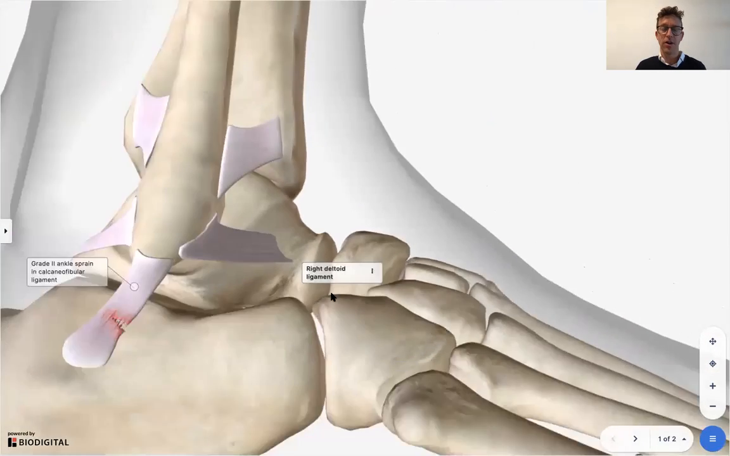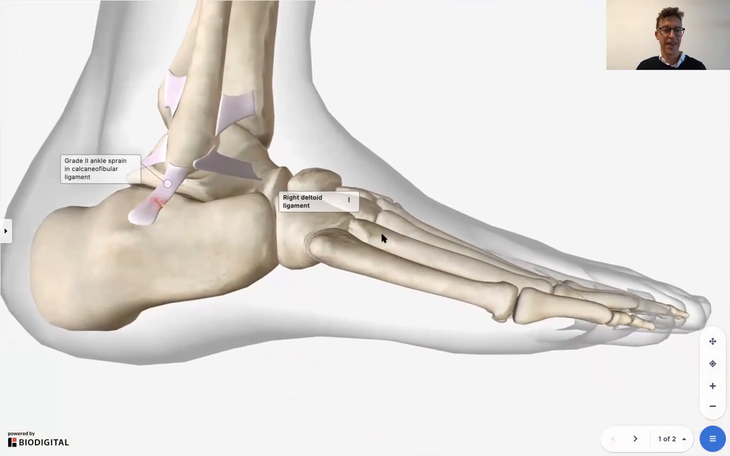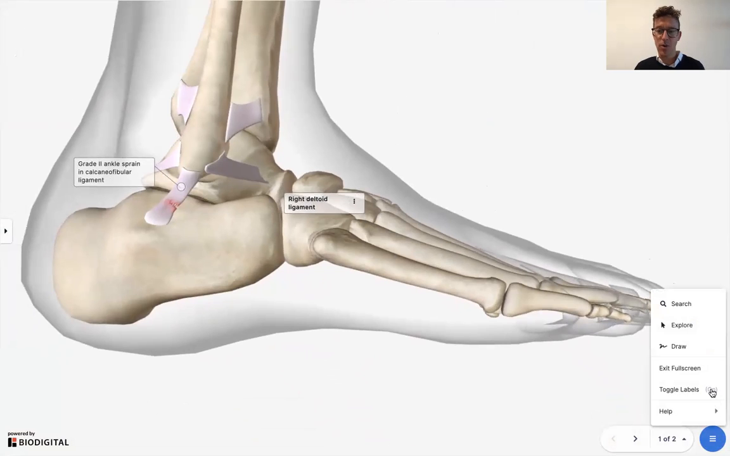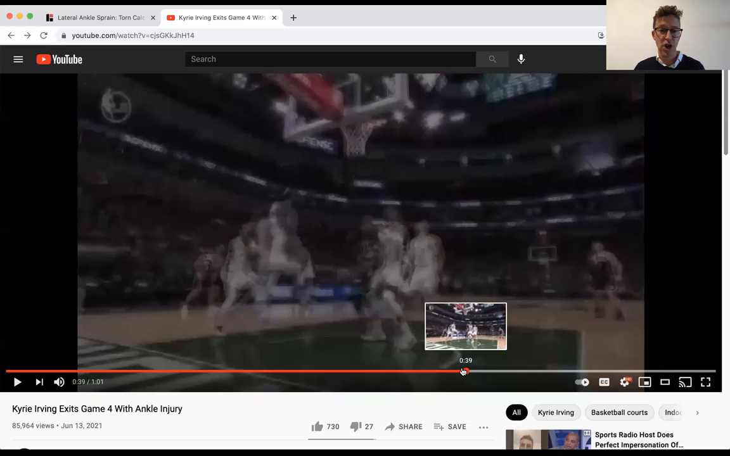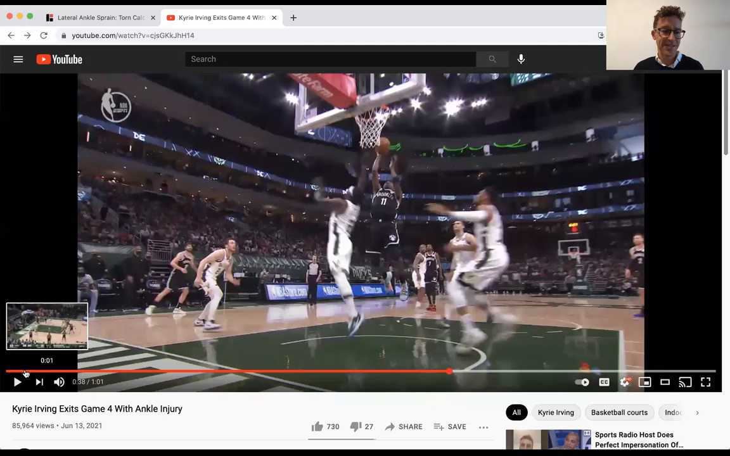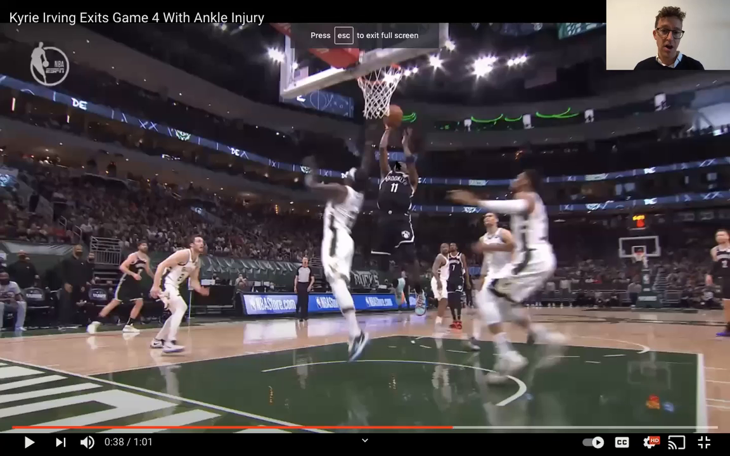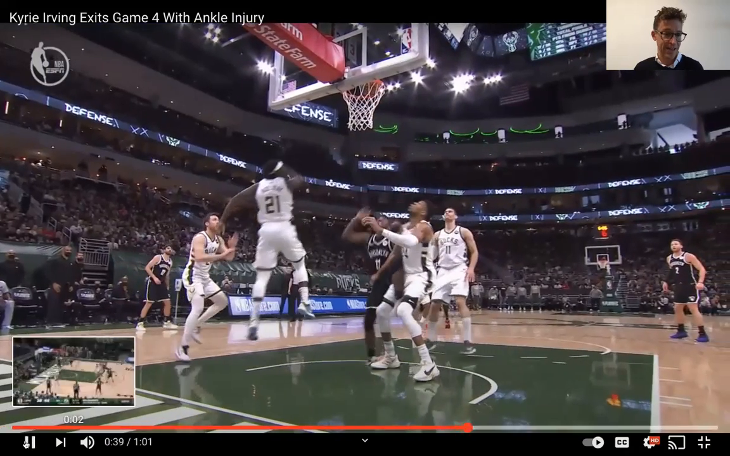So what kind of ankle sprain did Kyrie Irving have? Well, judging by the way that he felt, it looks like it's a classic lateral ankle sprain. So I'm going to exit full screen here, and I'm going to go back to the way that he jumped and landed on his ankle. So I'm going to take it full screen. You'll see this is Kyrie Irving right here. He's jumping up at the moment. Press play, lands on that ankle.